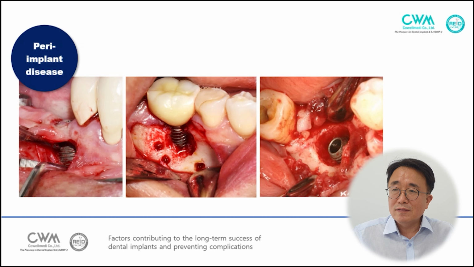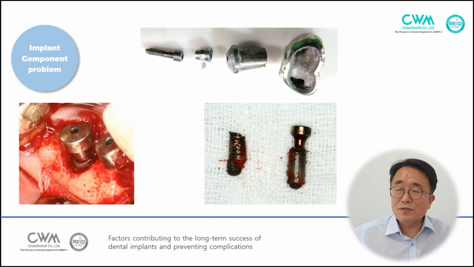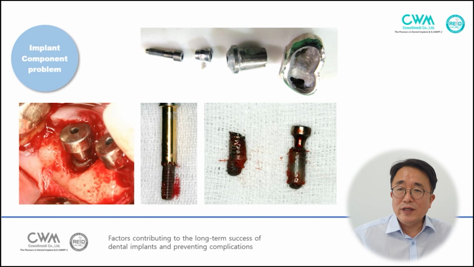And peri-implant disease makes bone resorption around the implant. Implant components could be fractured and screws loosened, and the implant fixture could be fractured like this. And we have to remove the implant with a trephine.